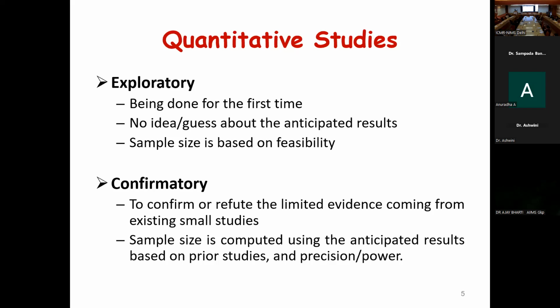So exploratory studies are being done for the first time, with no prior idea, so sample size is usually decided on feasibility, basically, right? Confirmatory studies are those where limited data or limited evidence is available. You want to either confirm or refute that limited evidence. That becomes your anticipated guess, and you take that and calculate your sample size. So sample size is calculated using anticipated or expected results, based on your prior studies or the statistical inputs available.